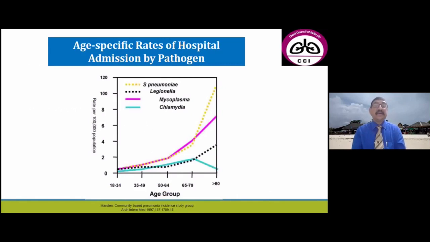What are the age specific rates of hospital admissions by pathogens? If you look at the graph, the highest is for Streptococcus pneumoniae, because with Streptococcus pneumoniae or community acquired pneumonia there is a high rate of hospital admission. As the age advances, the chance of hospital admission is more with patients of community acquired pneumonia. The x-axis is the age group, the y-axis is the rate per 1 lakh population. As the age advances, the hospital admission rates due to Streptococcus pneumoniae go on increasing.